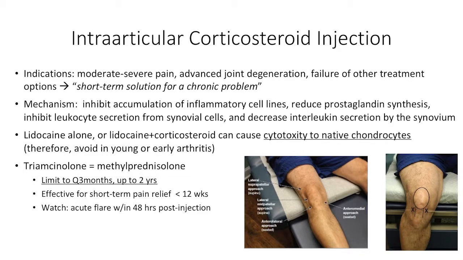So the next more interventional step would be an intraarticular corticosteroid injection. Dr. Tran talked about this with the spine. This is very commonly given with hip and knee arthritis. What I tell patients is that this is a short-term solution for a chronic problem. Dr. Oliver will tell his patients it's like dumping a bottle of Advil right into the knee, right where you're having the issue.